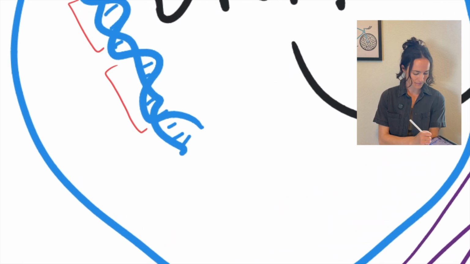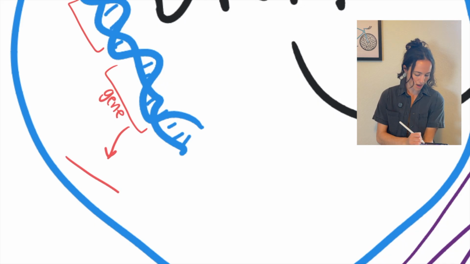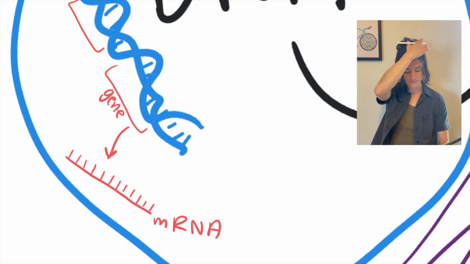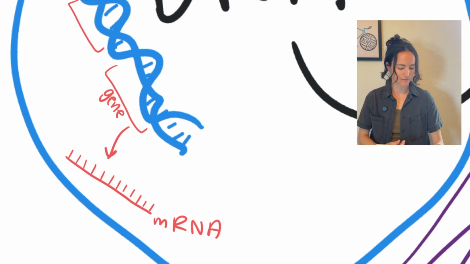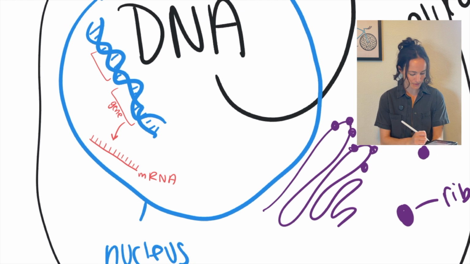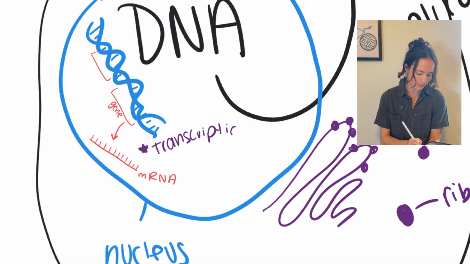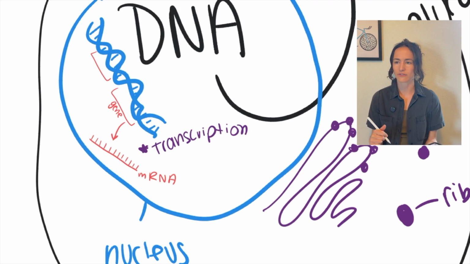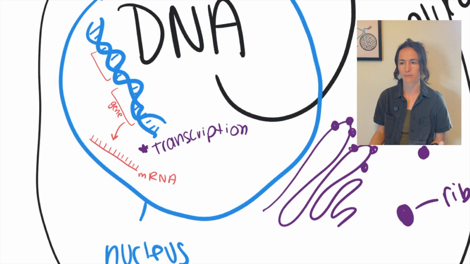So let's say that this is the gene of interest. We're going to copy down the gene in a small segment of nucleic acid called RNA. RNA is single-stranded, and this is messenger RNA because it's a messenger for the ribosome. That process right there, maybe you recognize it, is called transcription. And think about the word. When you transcribe something, like in English, you're writing it down word for word. So if I have a passage from the textbook and I'm going to transcribe it into my notes, I'm just writing it down word for word.